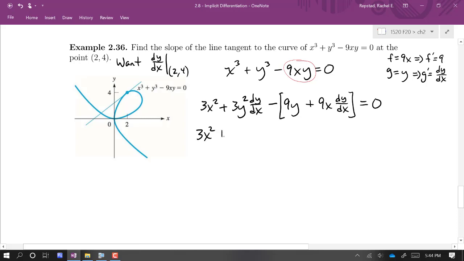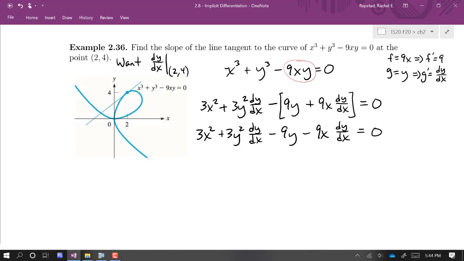So 3x squared plus 3y squared dy dx minus 9y minus 9x dy dx equals 0. Just taking a look here, often I would start by throwing anything without the dy dx on the other side, but what I'm going to do first is just divide everything by 3, because there's a factor of 3 in every term. And of course that means I'm also dividing the right side by 3. Of course that won't change what the right side looks like.